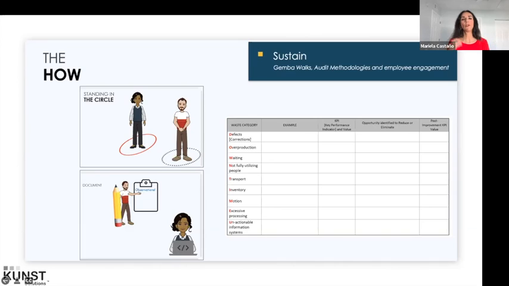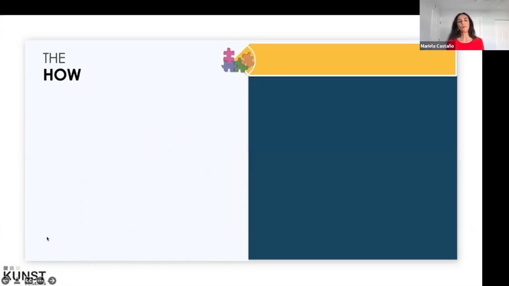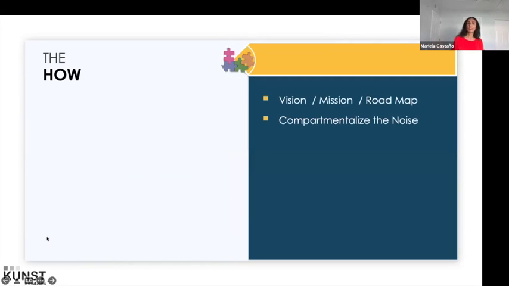You are going to be able to communicate to your team members why the tools that you have implemented are important and engage them. So don't underestimate the power of standing in the circle, going to the floor, having Gemba walks. So with this, I conclude my sharing time with you.